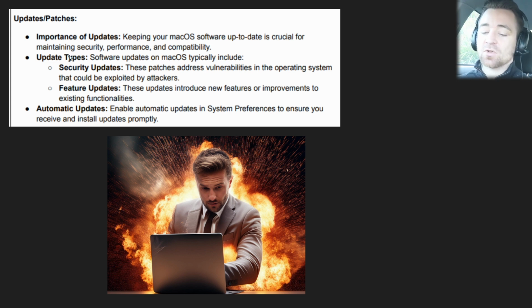Update types. You can do a security update, which is an update that addresses security vulnerabilities in the operating system. And then there's feature updates, which give you updates for features and improvements to existing functionalities that aren't related to security, right? So just understand the different kinds of updates that there are. Should be pretty okay with that by now, I'd hope. Automatic updates. You can enable automatic updates in system preferences to ensure you receive and install updates promptly, so you don't have to manually do it yourself. That's definitely a good idea.